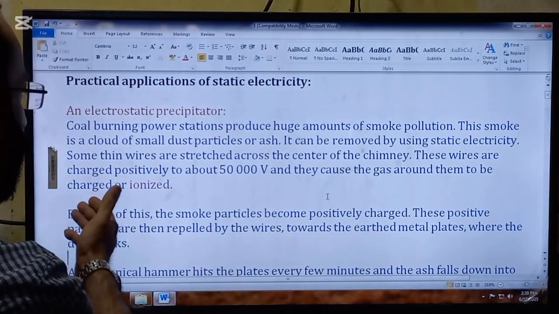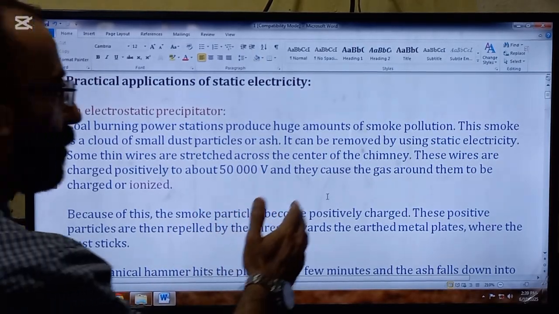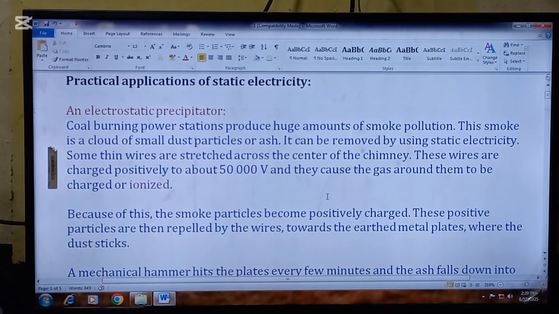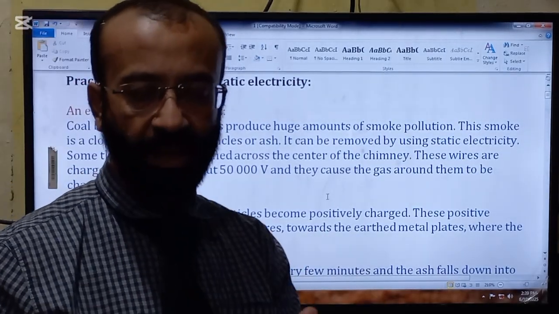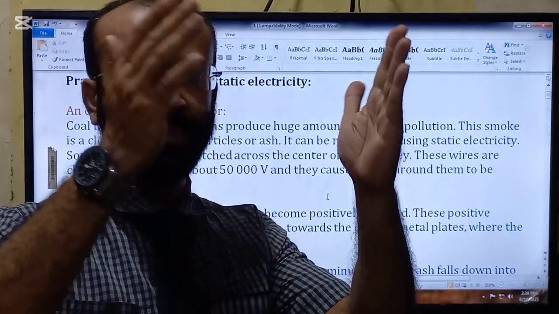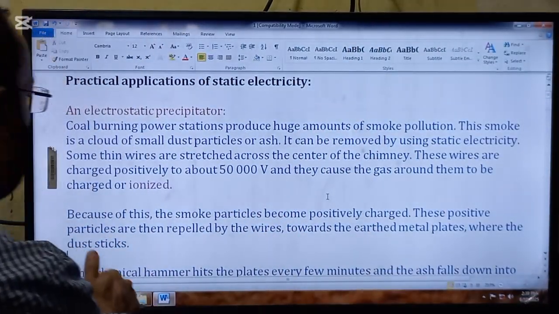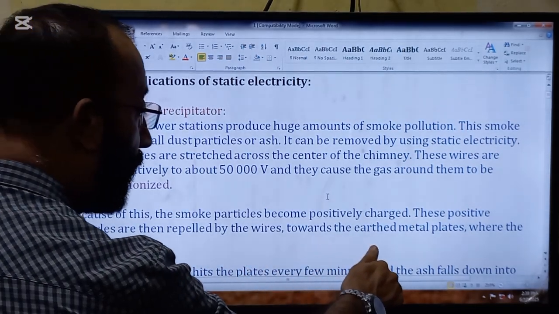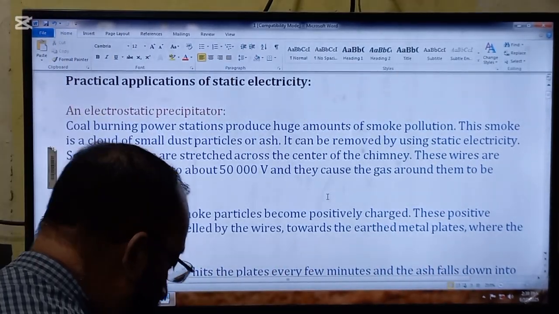These wires are charged positively to about 50,000 volt and then cause the gas around them to get charged, or ionized. Because of this, the smoke particles become positively charged. So when the smoke particles pass through the chimney, they get positively charged. These positive particles are then repelled by the wires towards the earthed metal plates where the dust sticks.